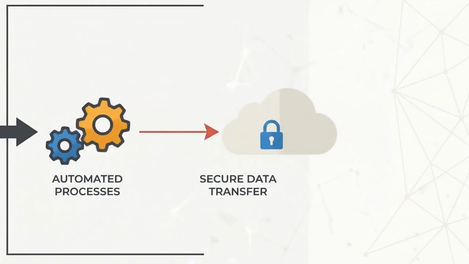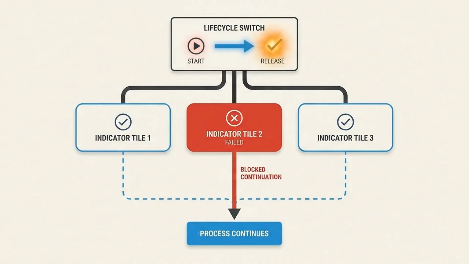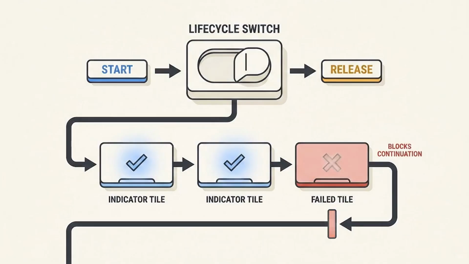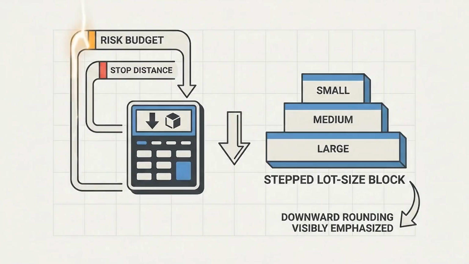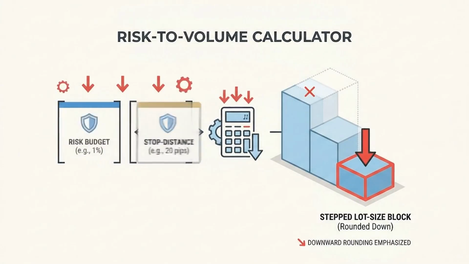And guard every input. If stop distance is 0, tick size is unavailable, tick value is invalid, or the calculated volume cannot be normalized safely, return 0 and reject the trade. A failed calculation is not permission to fall back to a random lot size.